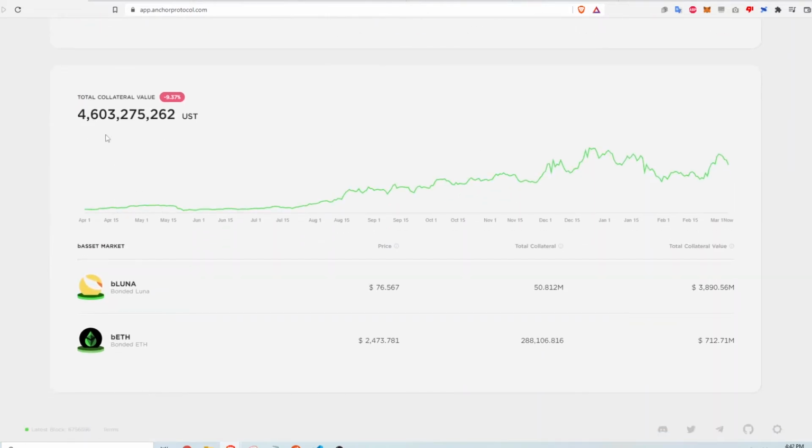And then here are the two assets, what are called B assets or bonded assets, that Anchor protocol accepts as collateral. So B Luna and B ETH. And there are plans to expand the number of assets later, but this is currently what is being offered. And so this is total collateral value in UST, and then these are the individual separated out collateral values.